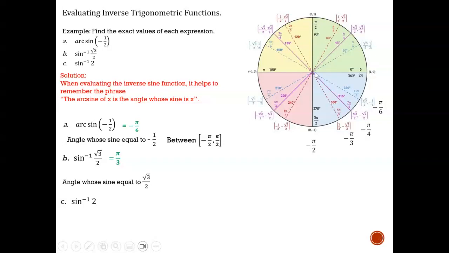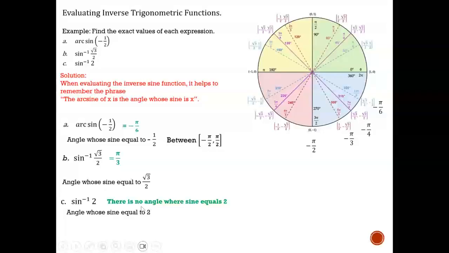Now for part C, the inverse sine of 2. If you notice, it doesn't exist. Let me show you why. The highest value for all the y values, which is the sine, is 1, and 2 is not. There's no angle where the sine is equal to 2. So the answer is none for part C. And what was the domain? Wasn't it from negative 1 to 1? And 2 is more than 1. That's why there's no angle such that the inverse sine is 2.